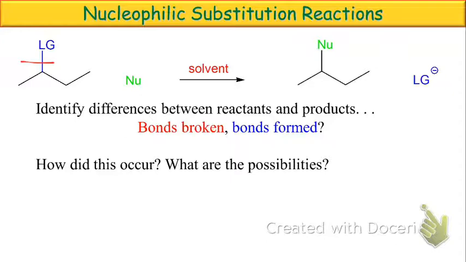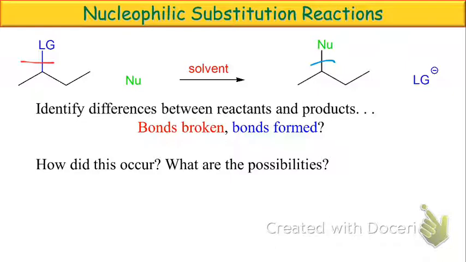What bond was formed in the course of this reaction? Where's a good place to look for that? We'll look for that in our products, and we've got the carbon NU bond that is formed. Okay? So if we're going to describe this reaction, we can say we did a substitution. The LG was substituted for the NU. Okay, so that's our general term for it.